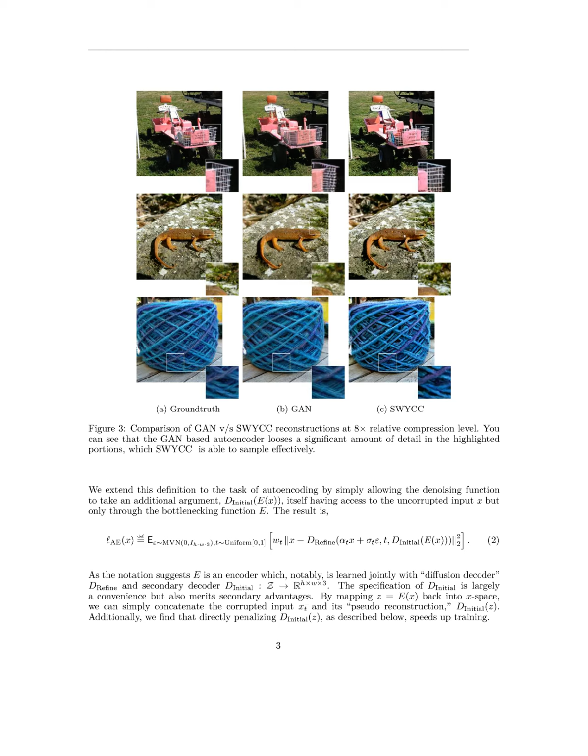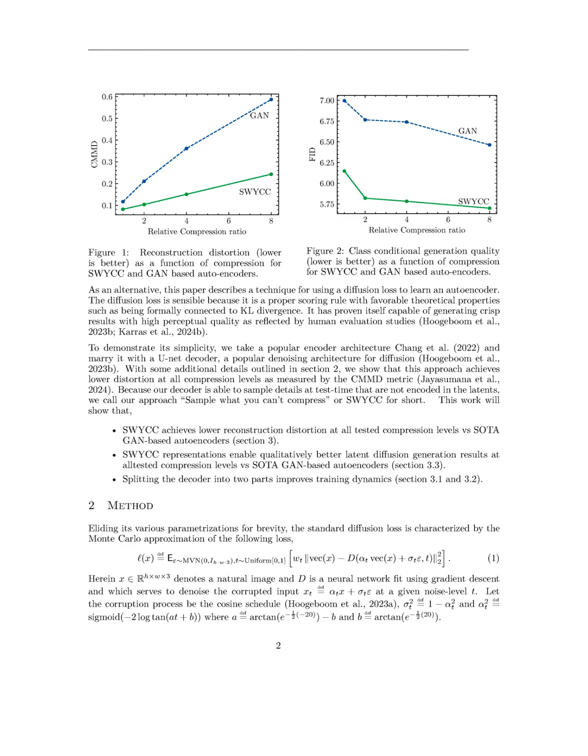Additionally, D_initial serves as a secondary decoder that takes the latent representation and the corrupted input to produce a pseudo-reconstruction, which aids in training by allowing the model to concatenate the corrupted input with its reconstruction. This setup enables the model to sample details at test time that are not encoded in the latents, ultimately achieving lower reconstruction distortion across all tested compression levels compared to state-of-the-art GAN-based autoencoders.